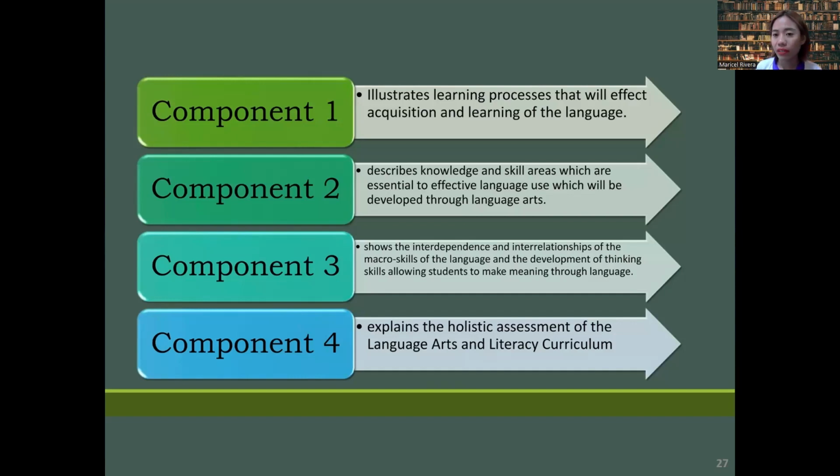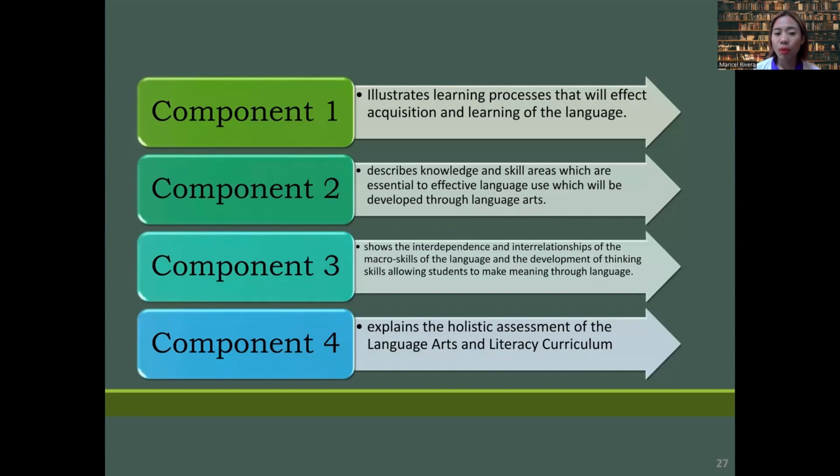Our knowledge and skill areas are being demonstrated through the language arts, through our macro skills, like how far could we listen? How far could we speak? Could we respond? Could we represent? How far could we write using that language? And component 3 shows the interdependence and interrelationships among the macro skills of the language, how our thinking develops that would allow us to make meaning using the language that we are learning. So we have to create a meaning out of the language.